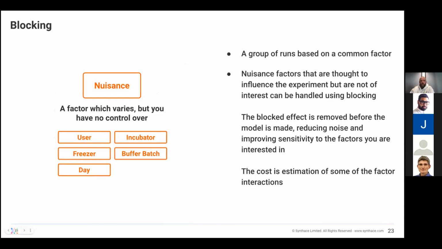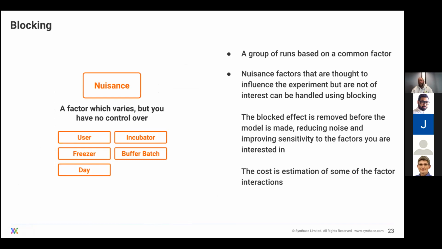By blocking runs by a specific nuisance factor, such as the day you run the experiment, you are able to estimate the blocked effect of running the experiment on 2 different days. When it comes to modeling, this estimate is used to reduce noise and improve sensitivity to detect effects of the other experimental factors that you are interested in.